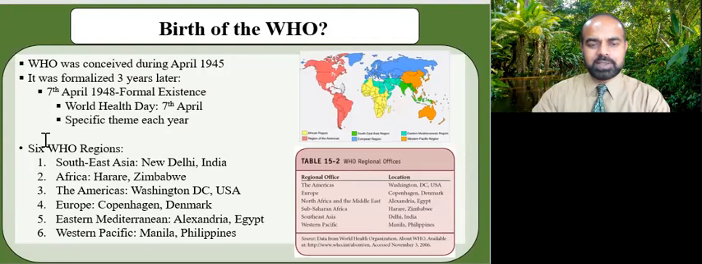WHO operates in six WHO regions, listed here and coded in color. In Southeast Asia, the headquarters is New Delhi, India. In Africa, it is Harare in Zimbabwe. In the Americas, it is Washington, DC. In Europe, it is Copenhagen, Denmark. In the Eastern Mediterranean, the headquarters is in Alexandria, Egypt. And finally, the Western Pacific region is headquartered in Manila, Philippines.